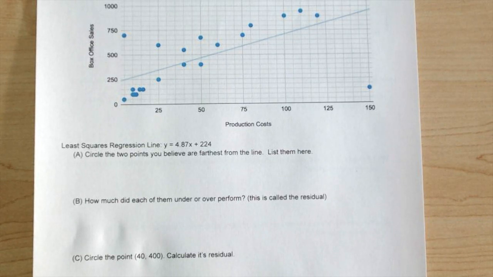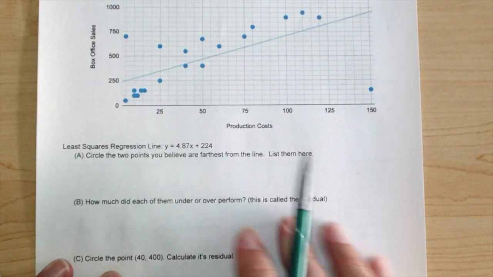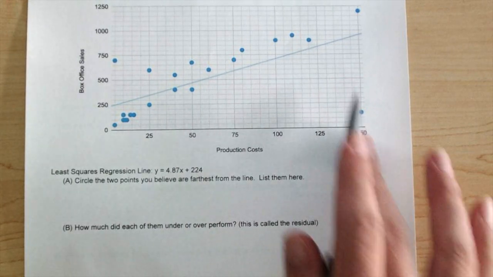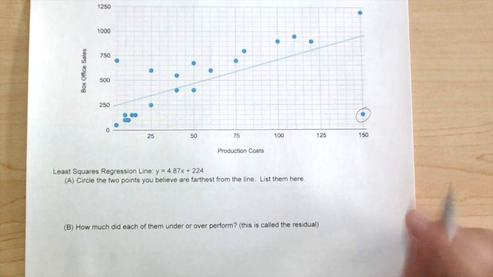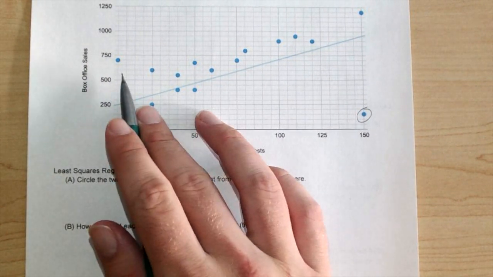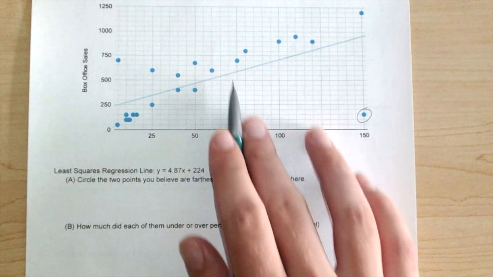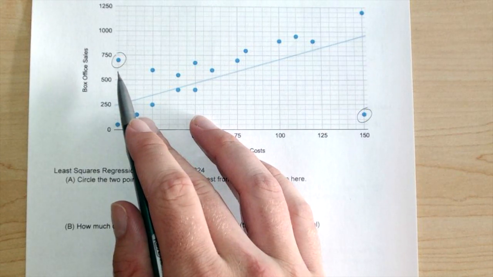So the first question is really easy, but we had to get back into the mode of doing math in this class versus just making graphs and not too much technical work, because A says circle the 2 points you believe are farthest from the line. That shouldn't be too hard, right? This point is pretty obviously the farthest from the line. And if I'm looking, this point also looks pretty far, right? Everything else looks pretty close, but this on the opposite end looks pretty far as well.